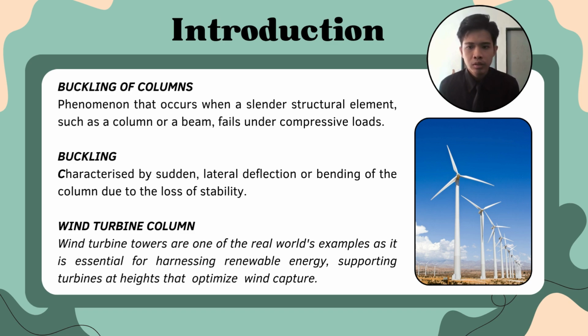The third is the wind turbine column. We have chosen wind turbine towers as our topic of analysis because it is one of the real world examples, and it is also essential for harnessing renewable energy, supporting turbines at a height that optimizes wind capture. However, their slenderness and exposure to harsh environmental conditions make them vulnerable to buckling, particularly under combined axial compression and bending moments induced by wind and dynamic forces.